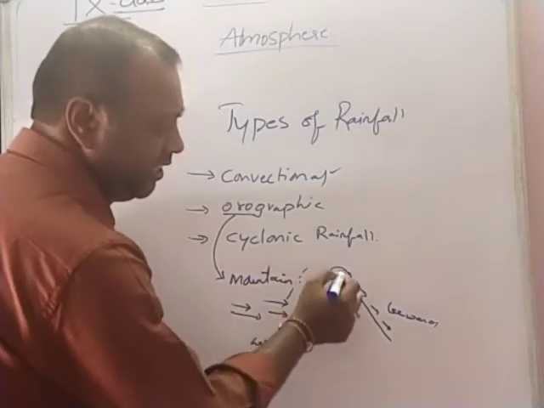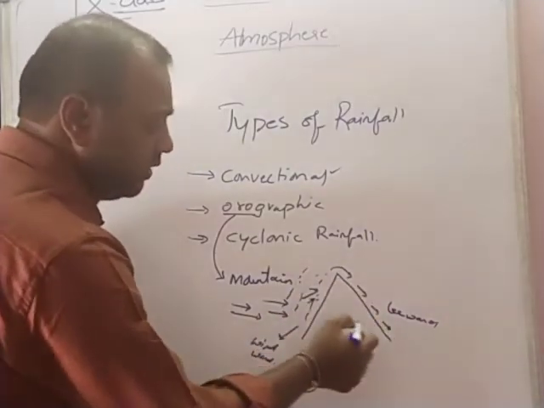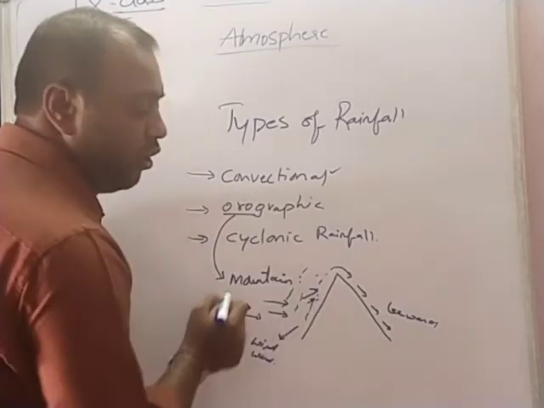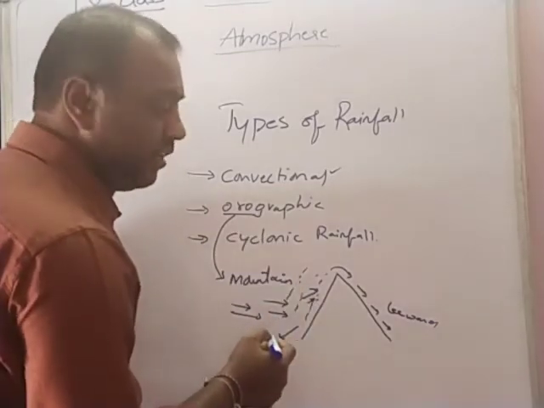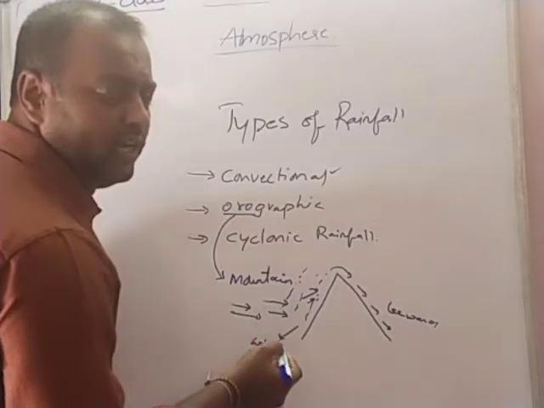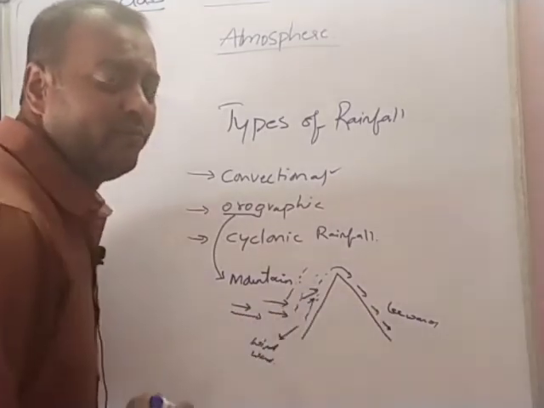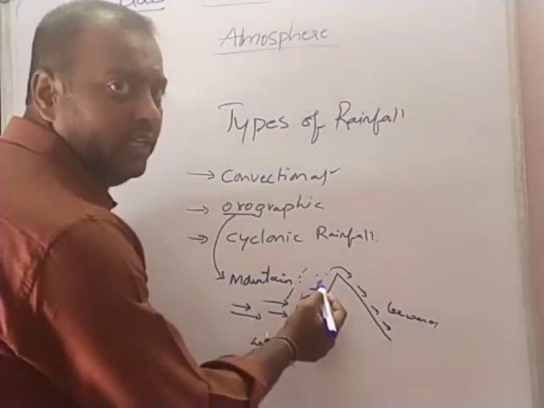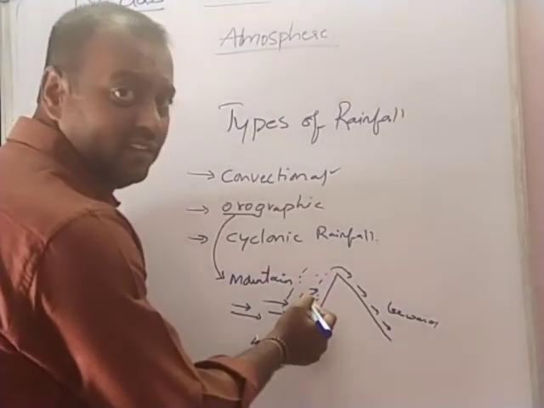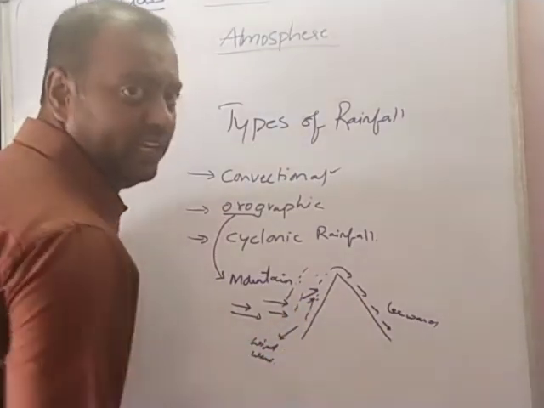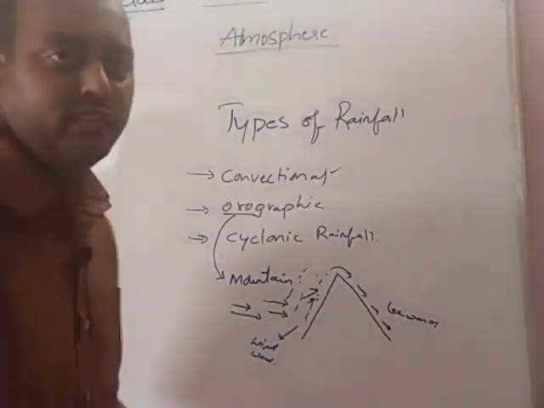This is the windward direction, and this is the leeward direction of the mountain. There will be heavy rainfall on this side. This kind of rainfall is called orographic or orogenic rainfall; commonly, people call it orographic. On the leeward direction, you don't find any rainfall because the moisture is lost here. On this side of the hill, on the leeward direction, there will be no rainfall.